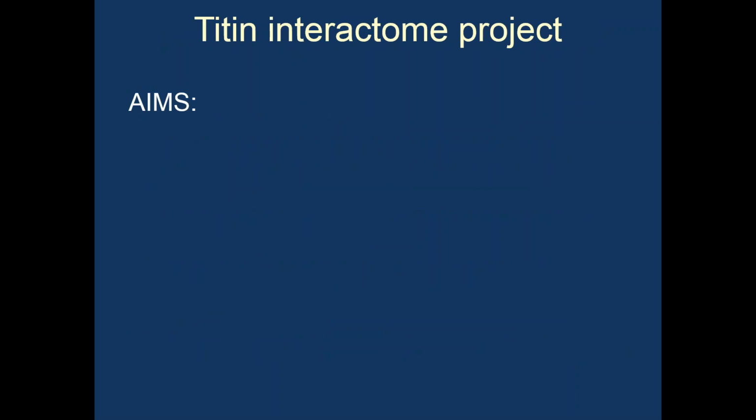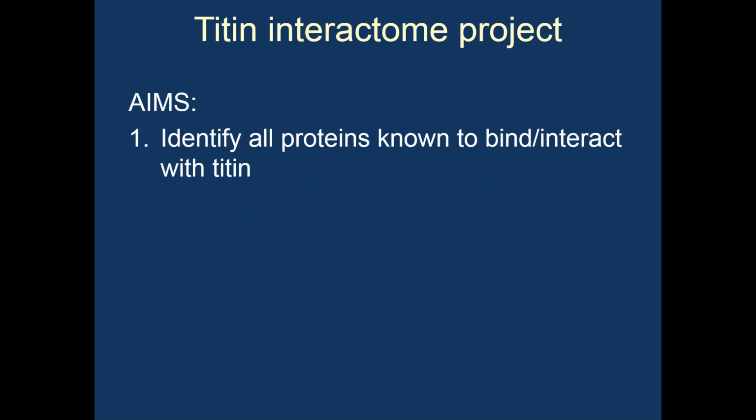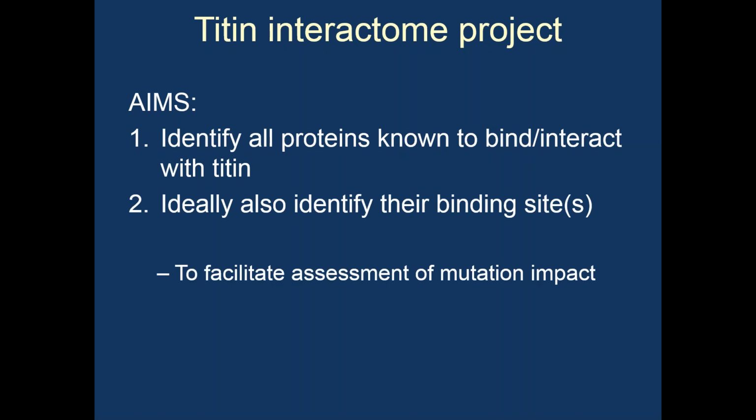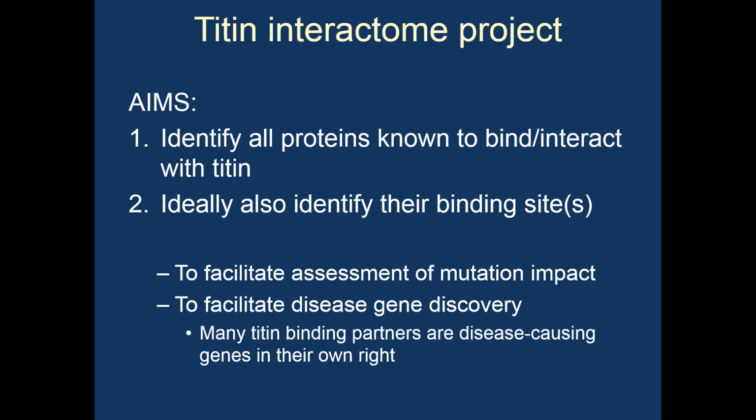And also I've been doing a Titin interactome project with a couple of my colleagues here at UNSW. So that's aimed at looking at lots of different databases, protein-protein interaction databases, to pull together a list of all the known binding partners for Titin, and also to identify their binding sites within Titin. And that's to help us determine what the mutation impact might be for mutations, so what binding abnormalities might result from a mutation in a particular spot, but also to facilitate new disease gene discovery, because many Titin binding partners are actually disease-causing genes in their own right, and telethonin is a great example of that, TCAP.